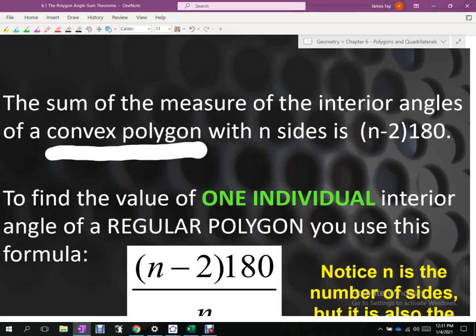Now this is only right now for convex polygons. Okay, so we're not talking about concave ones here, just convex. The sum of the measures of the interior angles of a convex polygon with n sides is (n minus 2) times 180. N minus 2 tells you how many triangles you're going to get. Multiply them by the 180 degrees in each of those triangles, and you've got your measurements.